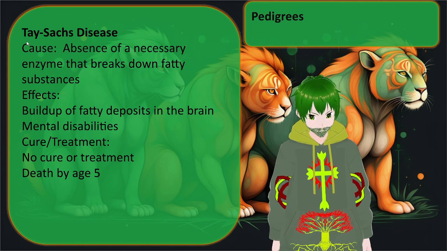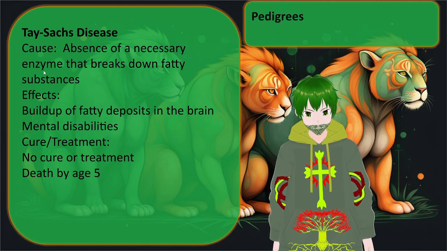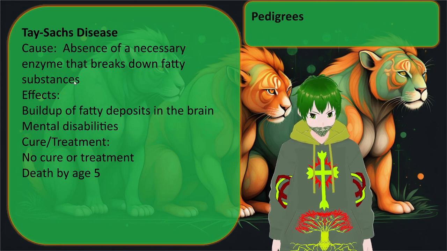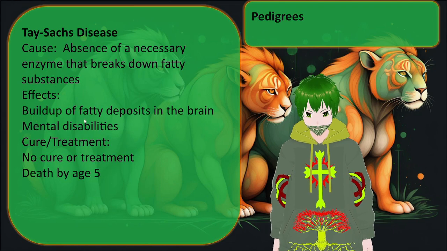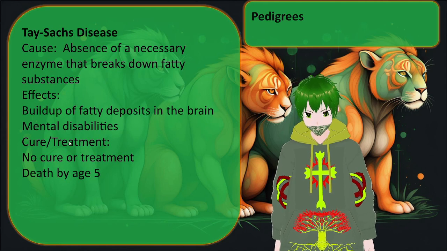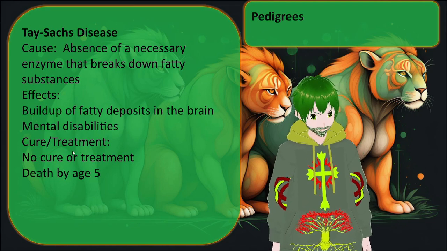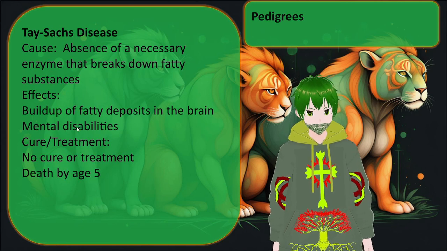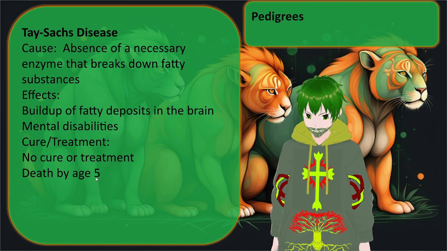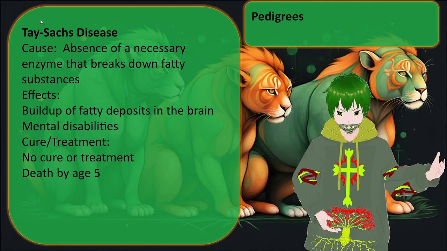Now, Tay-Sachs disease is the absence of necessary enzymes that break down fatty acids or fatty substances. And so, what does this cause? Well, it causes the buildup of fatty stuff in the brain, which leads to obviously mental and cognitive decline over time. There's no cure, and people tend to die from this around age 5 because there are no effective treatments as well. Again, a very nasty disease.